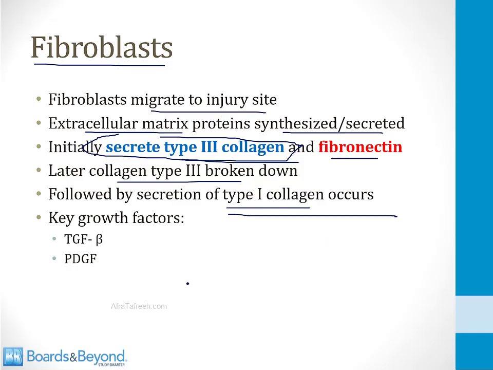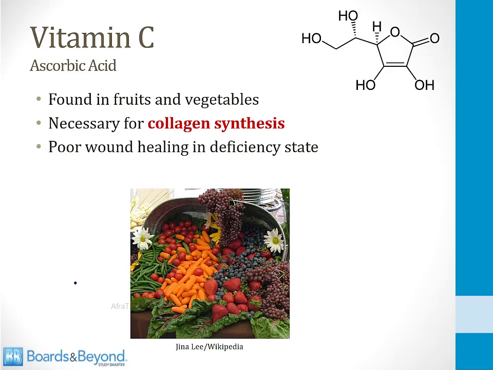So we've already talked about how fibroblast growth factors are important stimulators of fibroblast cells, but two other key growth factors that also play a role in scar formation are TGF-beta and PDGF, and we'll talk about both of these in just a second. But before I get to the growth factors, I want to talk about vitamin C, also known as ascorbic acid. I talk about this in detail in the vitamin videos in the biochemistry section. Vitamin C is found in fruits and vegetables like the one shown on the screen here, and it's necessary for collagen synthesis.